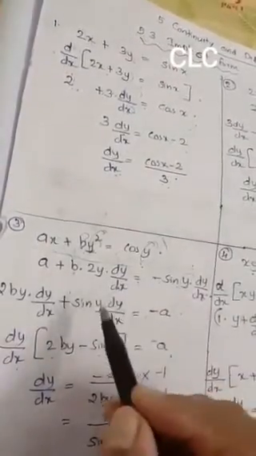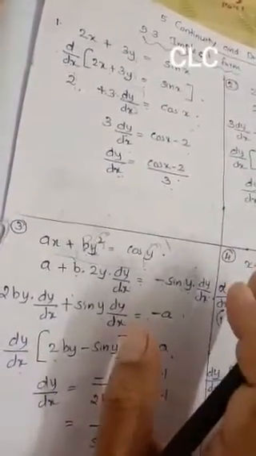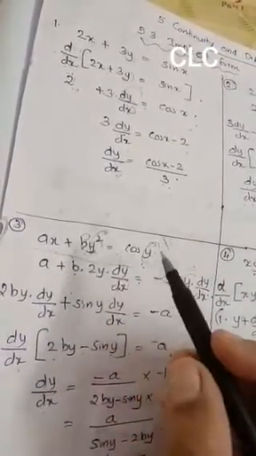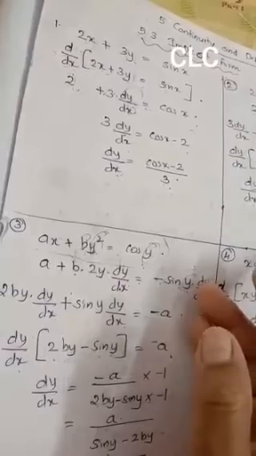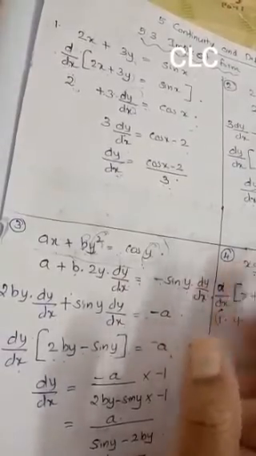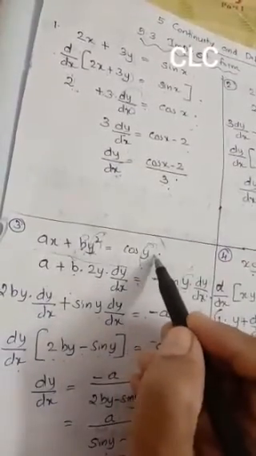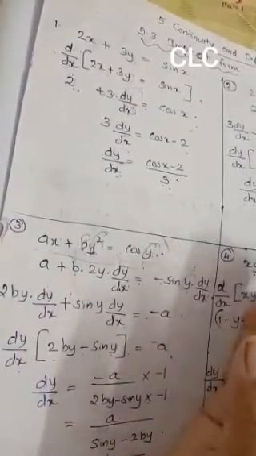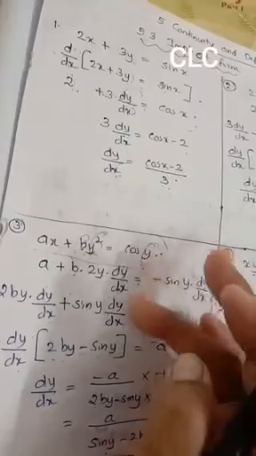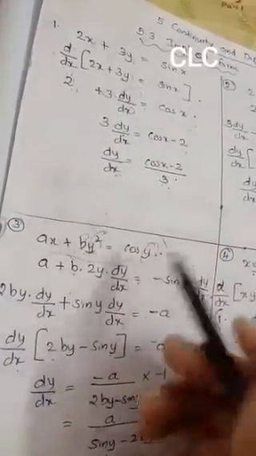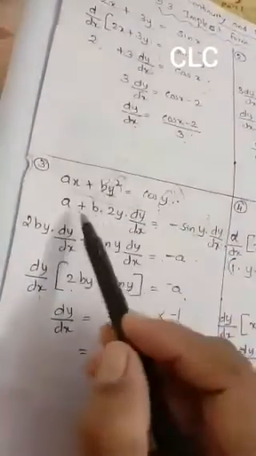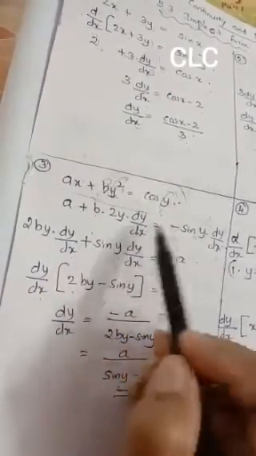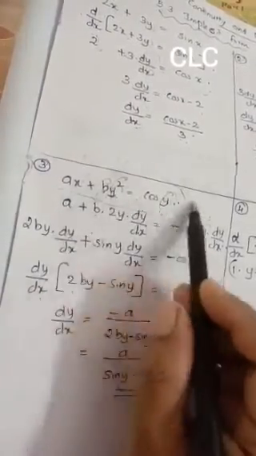So just remember one thing, if you find y or any other variable, theta, y or something like that, you have to take the derivative. If it is x, no problem, it will be 1. The derivative of x will be 1 with respect to x. Okay, now let us take dy by dx to one side, and a will go to the other side.